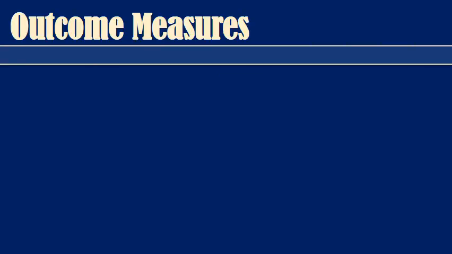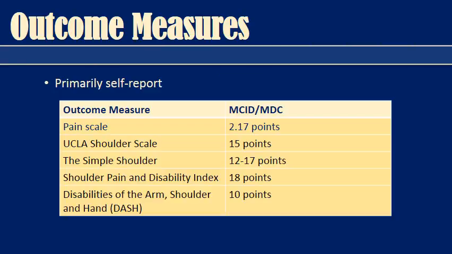Outcome measures. This is done primarily by patient self-report and includes the following: the UCLA Shoulder Scale, the Simple Shoulder Test, Shoulder Pain and Disability Index, and Disabilities of the Arm, Shoulder, and Hand.